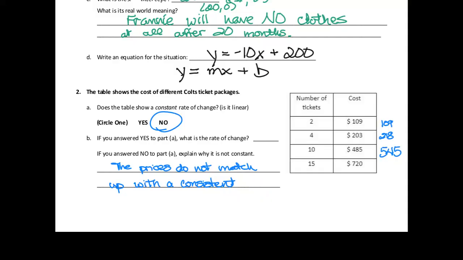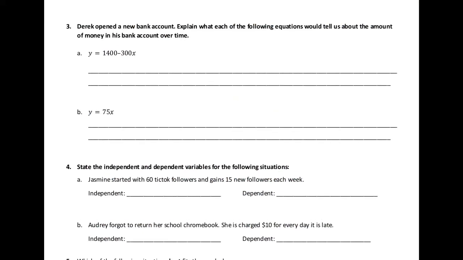That's probably better. Slope is more when you're graphing. The prices do not match up with a consistent rate of change. Consistent being the key word there. I was just going to put increase. They're not a consistent increase. Okay? Questions on that? All right, let's take a look at the next page.